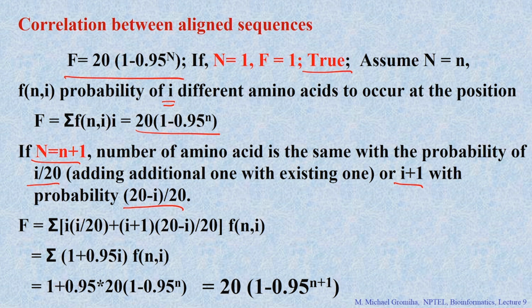If you divide by 20, that is 0.05, and then finally take the 20 out, you will get 20 times 1 minus 0.95 to the power n plus 1. So if you look at these two equations, if n equal to n or n equal to 1, it obeys this equation. If it is n plus 1, it is the same, with n plus 1 instead of n. So if you prove this one, then we can use this particular equation to compare the actual and the random distribution and to get the independent counts.